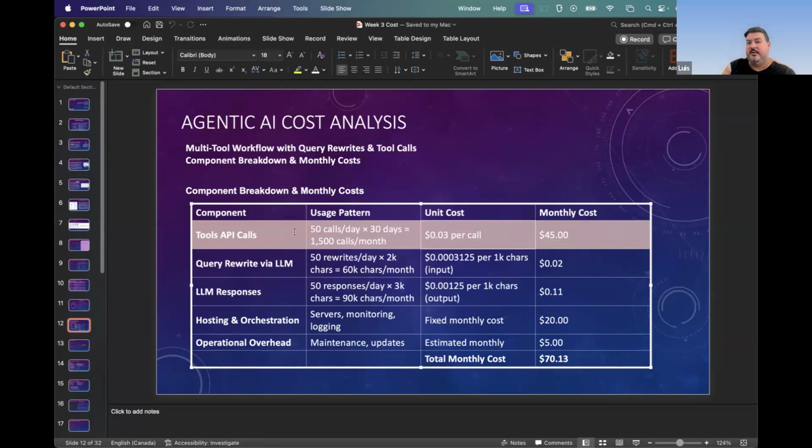And again, I just want you to think about when you are not looking at RAG, you're looking at agentic tools, the tools API cost is what drives up the real cost of this.